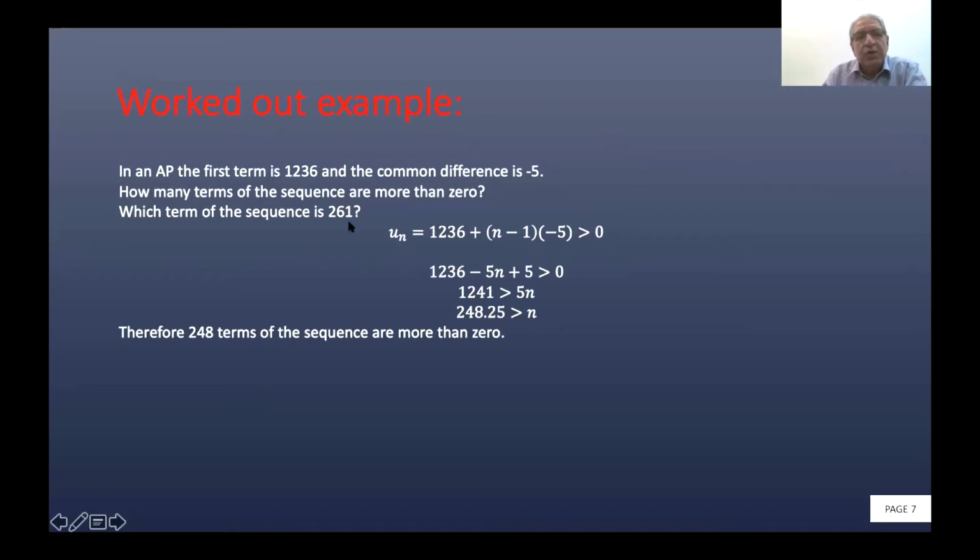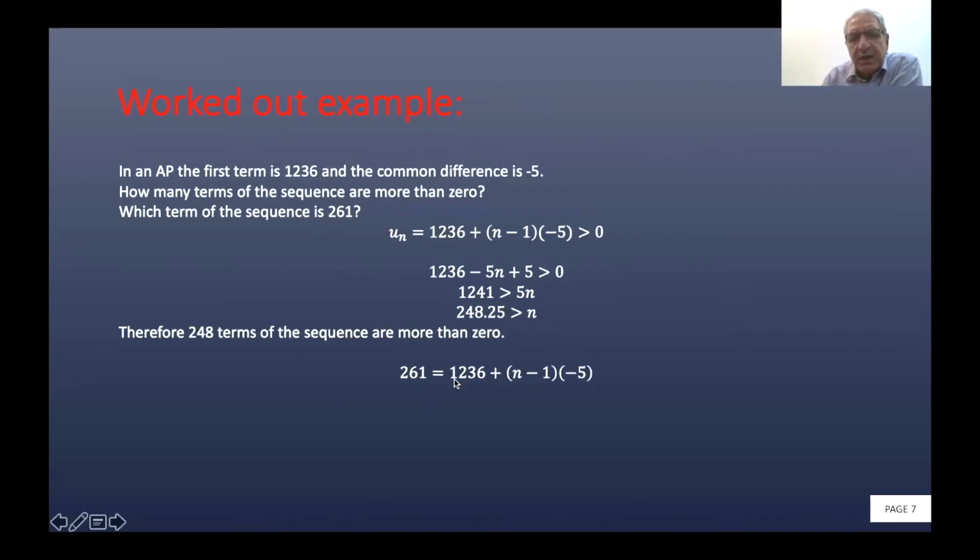Now, to do this, now this time Un has been given to us. So we know the value of Un, we are going to find exactly the same equation, then we are going to find the value of n. You see here only I'm putting 261 and writing the same equation, a plus n minus 1 d. Now you can do it in a different way. You can expand it or whatever you want.